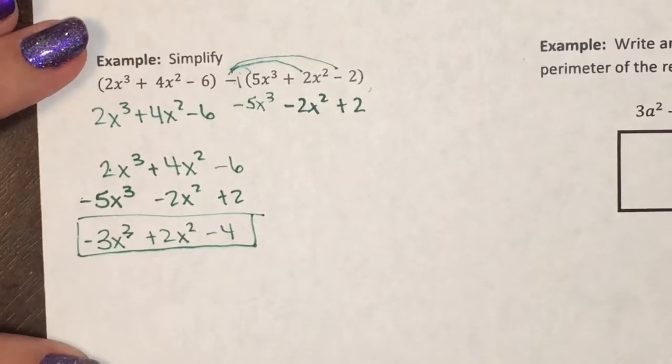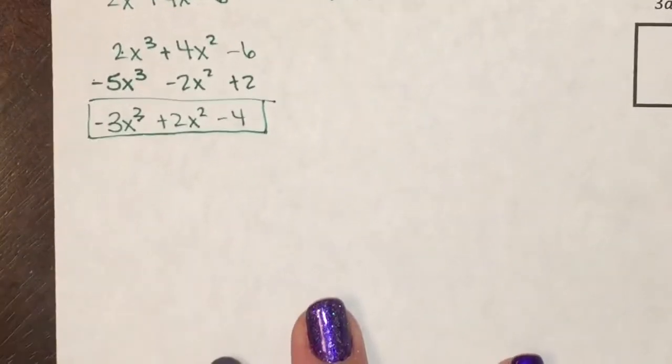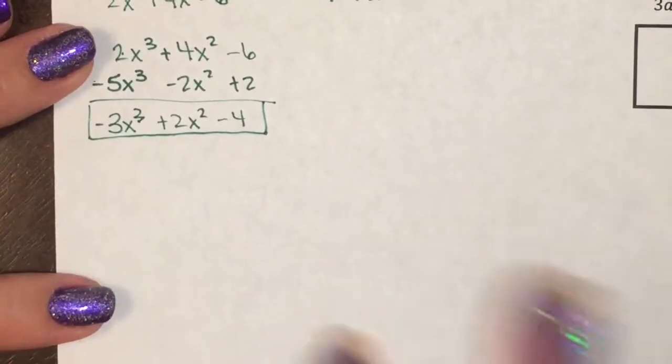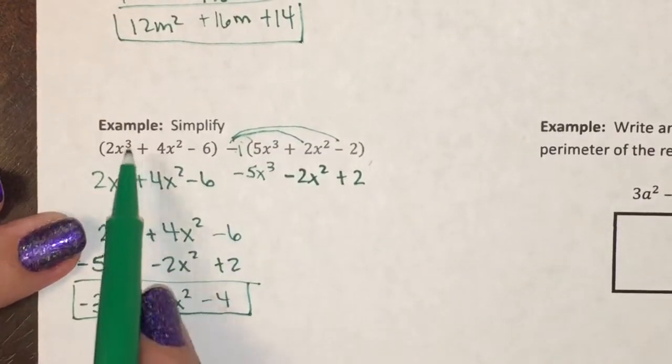Okay, so that's the first way. Now the second way you might find a little easier with subtraction. I know I do. It helps me better than anything. So what I'm going to do is I'm just going to write my first polynomial just like I did up here.